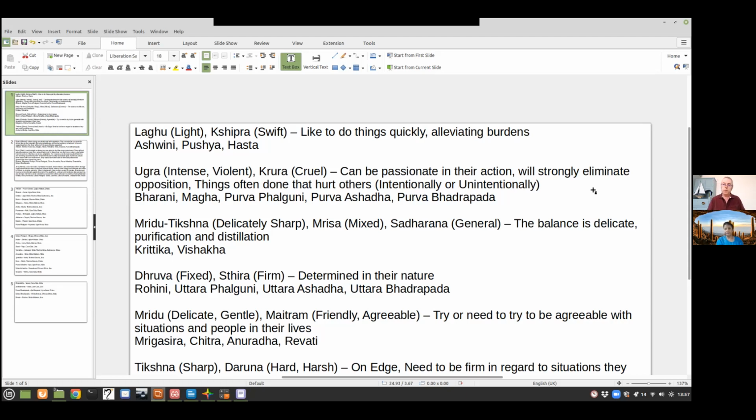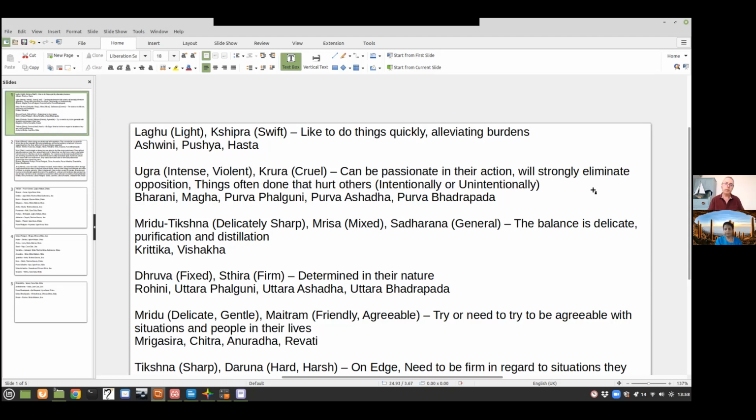So the next category for us are the Mridu, Tikshna, Mishra, and Sadharana nakshatras. A good way I like to explain the concept of Tikshna. Tikshna means sharp. I've often found with Tikshna nakshatras, whether it's a Mridu Tikshna or just a plain Tikshna nakshatra, that things always feel like they're on edge. Mridu means delicate. So Mridu Tikshna means delicately sharp. Mishra means mixed. And Sadharana, a good interpretation of it is general. It's a little more in depth than that.